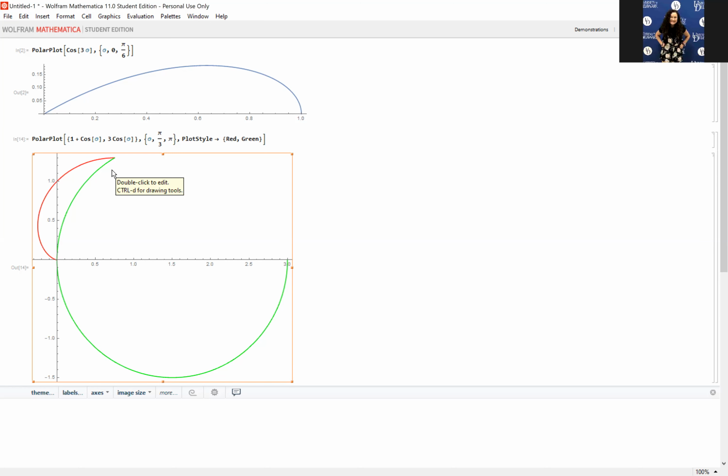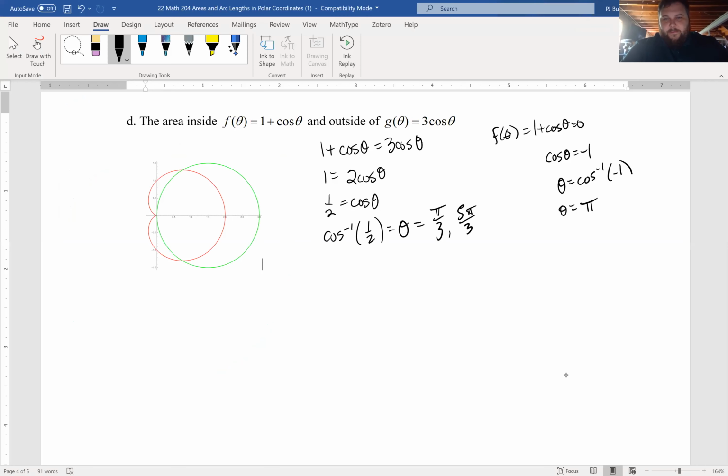Yeah, that makes sense. Okay. Then the other one we need to do is, when does 3 cosine of theta give back 0? Well, that's 0. I'm sorry, not 0, pi over 2. 3 pi over 2 and so on, right?